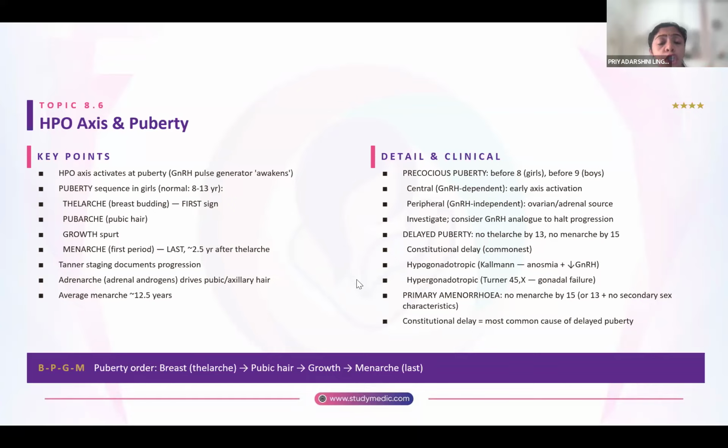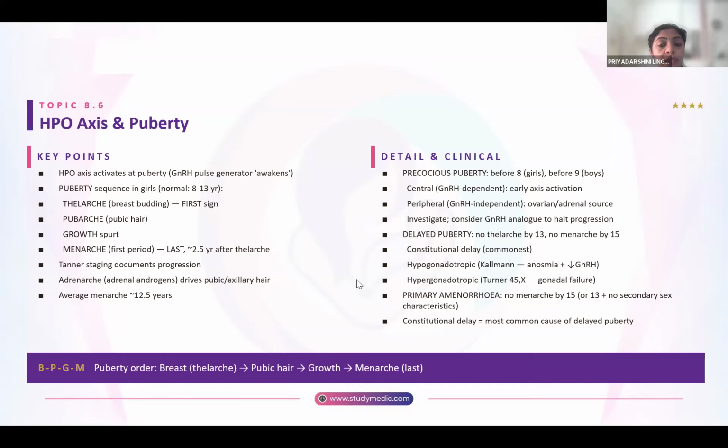Now, looking at the delayed puberty. Now, what is delayed puberty? The woman or the girl has not got thelarche by 13. That is, there is no menarche by age of 15. You diagnose delayed puberty. This delayed puberty can be constitutional delay, which is the most common cause of delayed puberty.